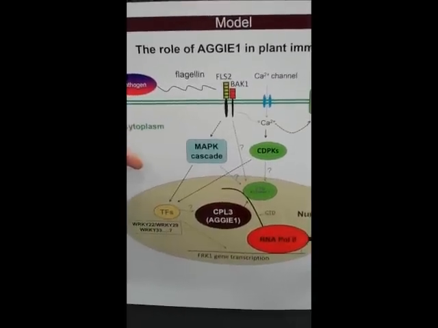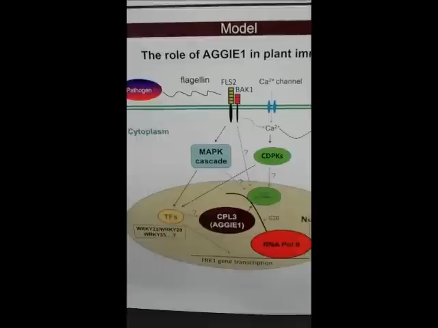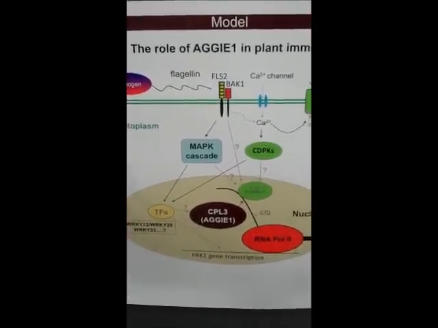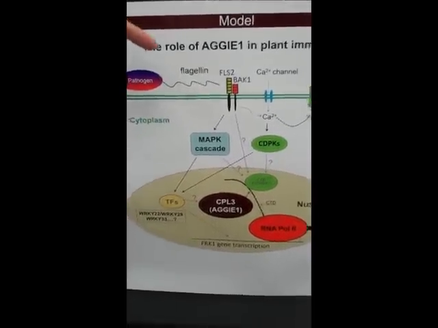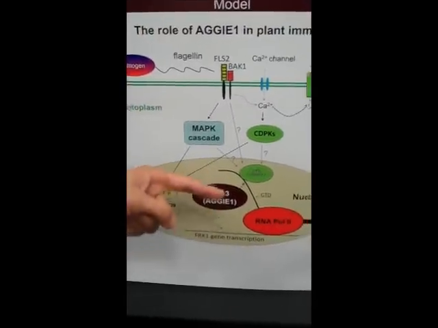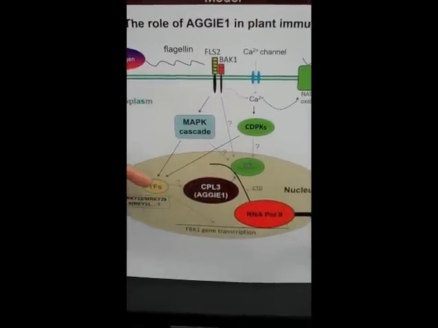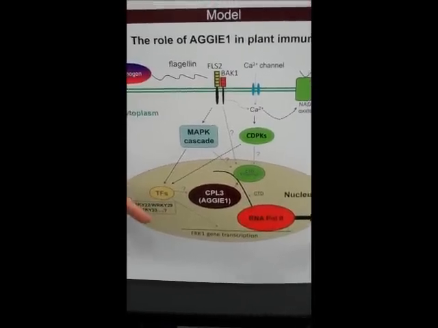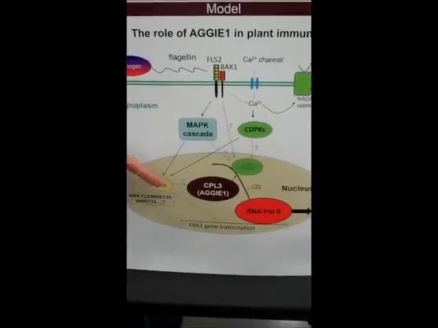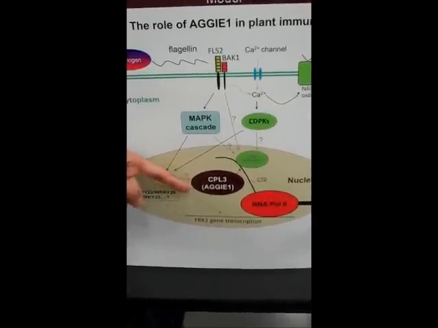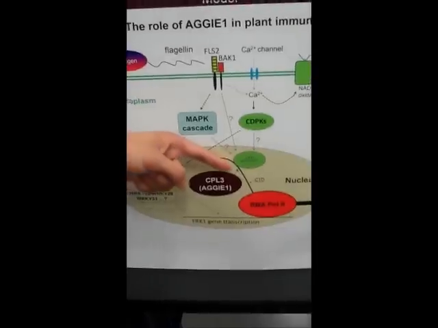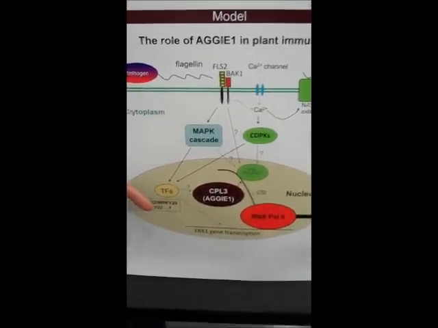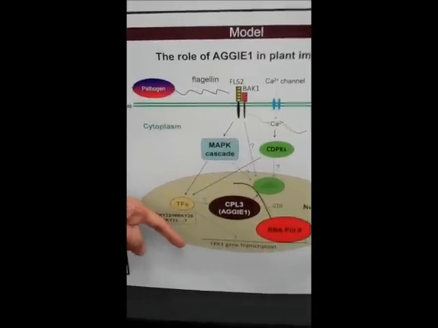Transcription factors can be activated by these protein kinases to promote immune gene transcription. Meanwhile, in this PTI pathway, the RNA polymerase II CTD will be further phosphorylated, probably facilitating RNA polymerase II's transcription capacity, and CPL3 or Aggie 1 can dephosphorylate the CTD of RNA polymerase II, functioning as a balancer or negative regulator to attenuate immune gene transcription.